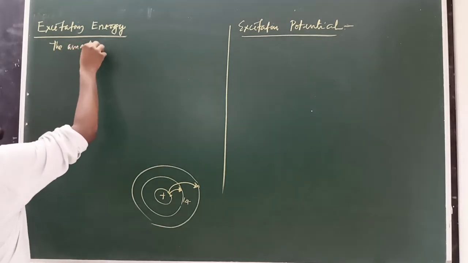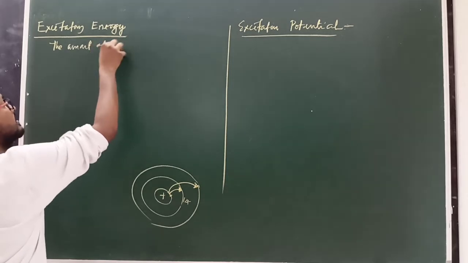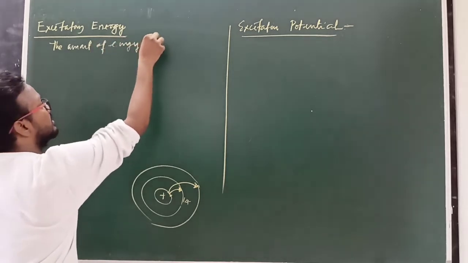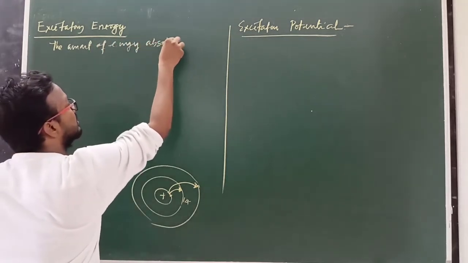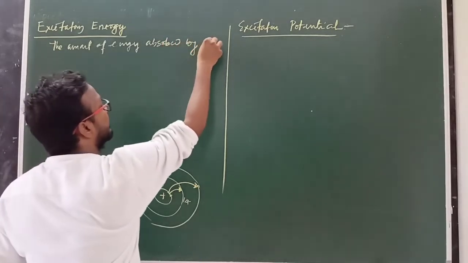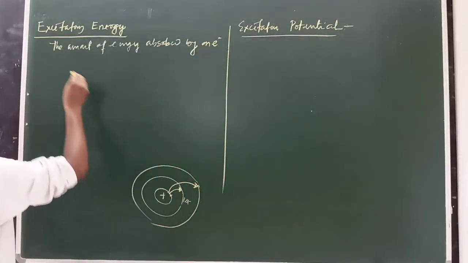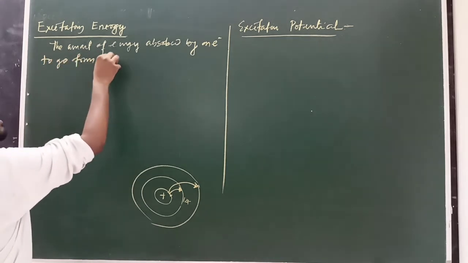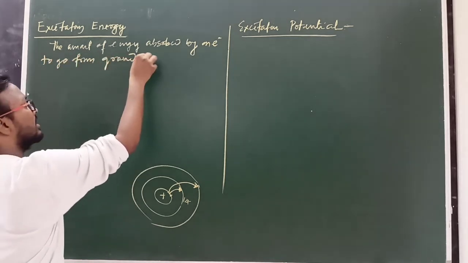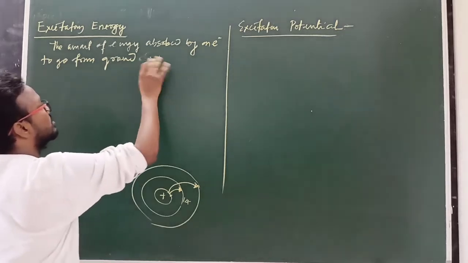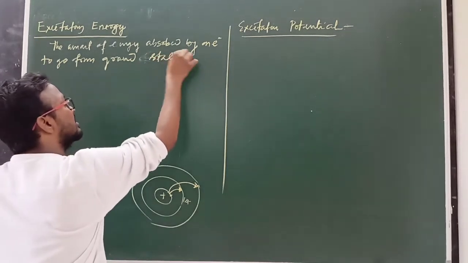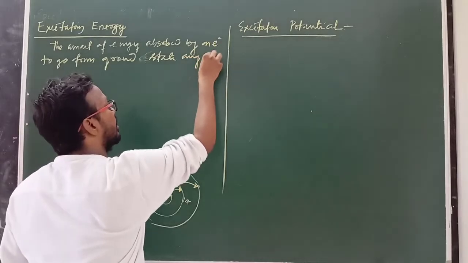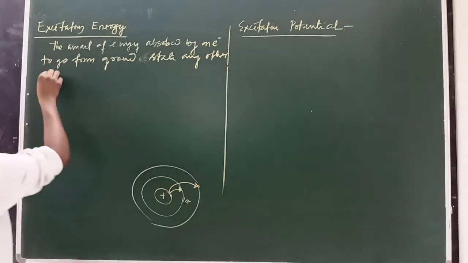The amount of energy absorbed by an electron to go from the ground state to any other excited state.